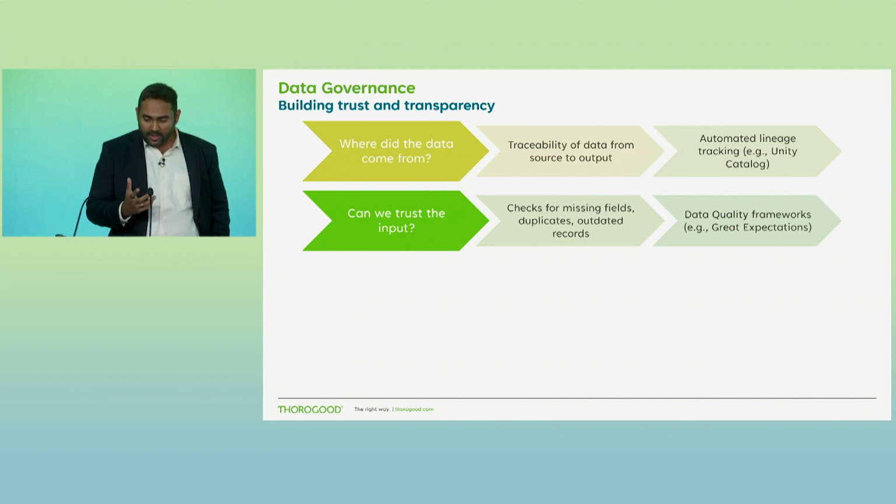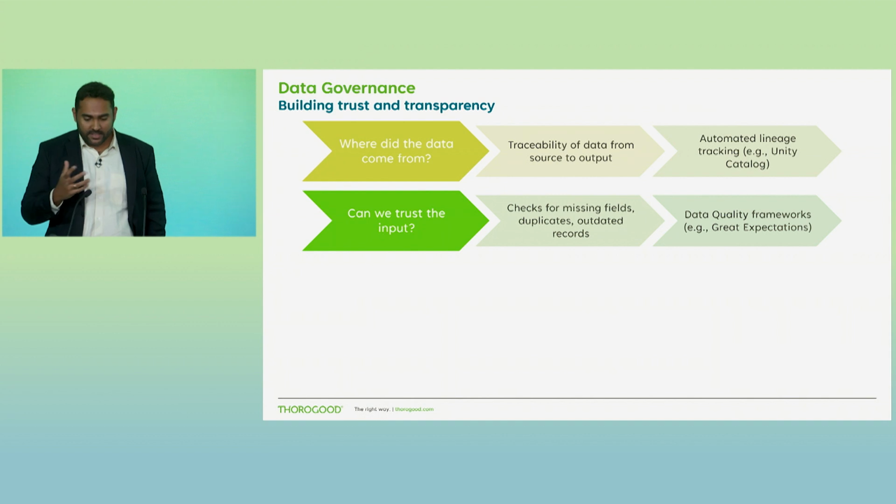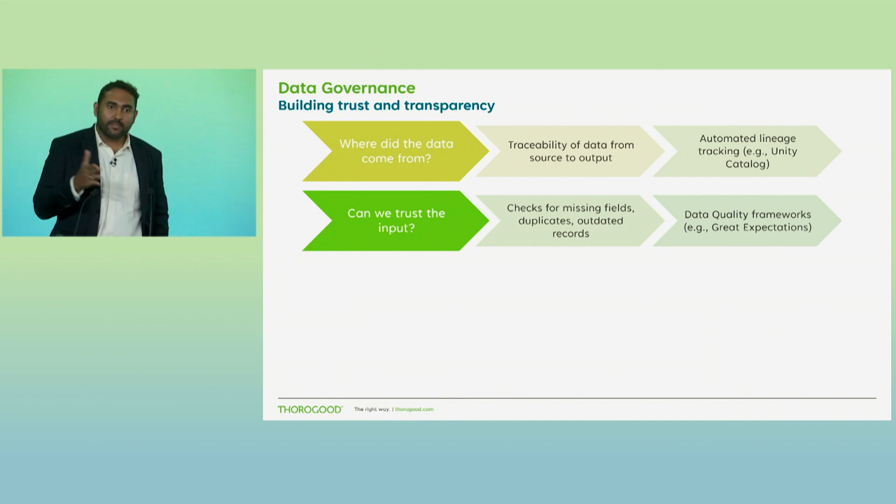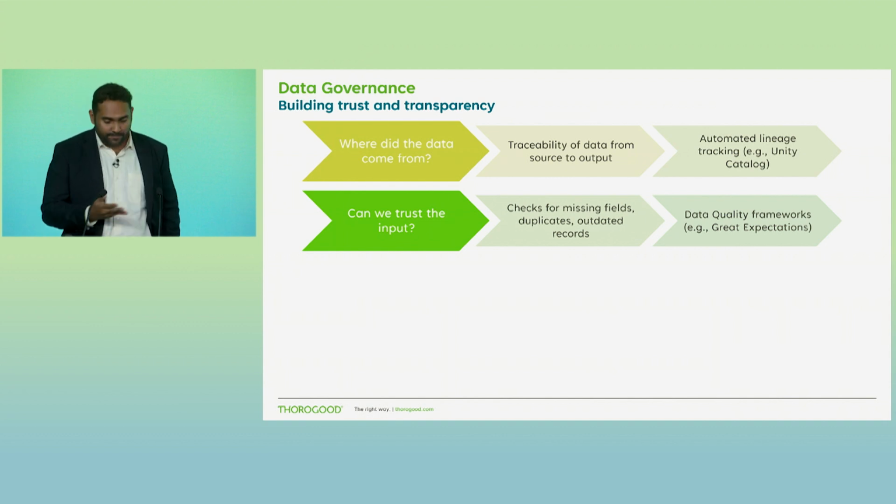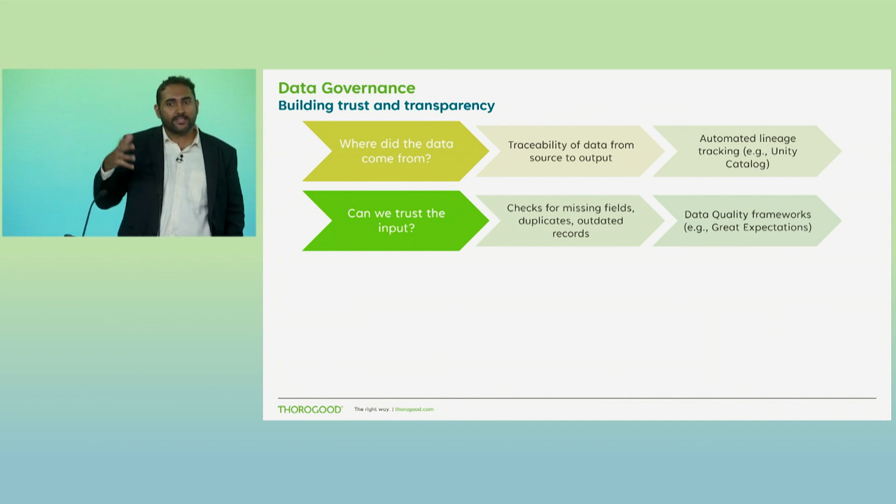And what is the solution? Many platforms have rule-based and automated data quality checks built in. Unity Catalog has data quality features, and there are other data quality frameworks like Great Expectations, which you can easily integrate into your existing pipelines.